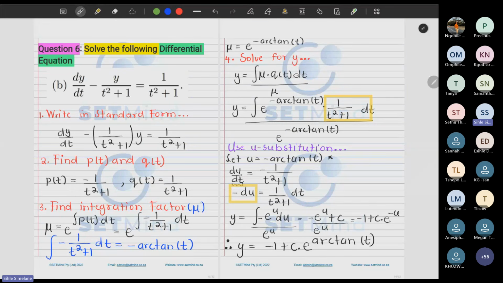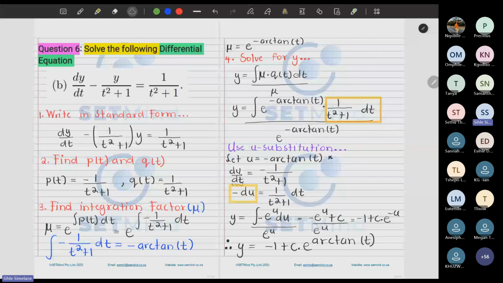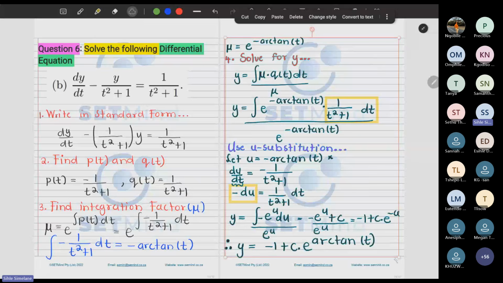Do you guys understand what we did here? This should remind you that you should make sure you recap those basics of integration. So if you understand, just give me a thumbs up. If you don't, please ask.